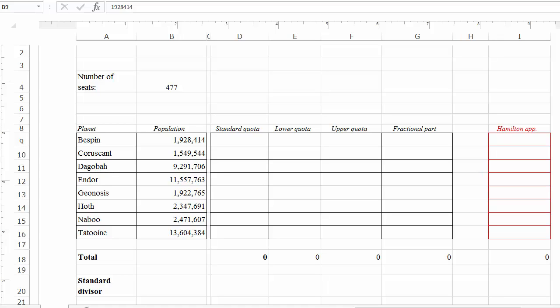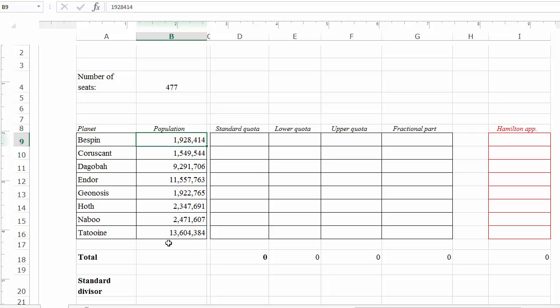Okay, in this video we're going to go through an example involving Hamilton's apportionment. So here we have a fictional example in which we have various planets from Star Wars. So essentially we have kind of a little intergalactic senate here. And we have 477 seats in this galactic senate. And for each of the planets we have recorded their population. So what we want to do is determine the number of seats that each planet should receive using Hamilton's method.